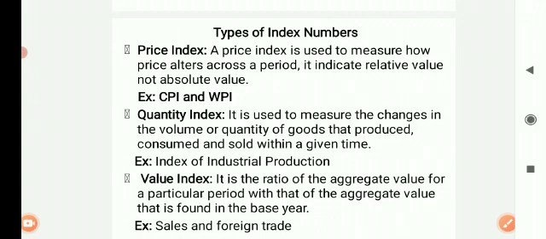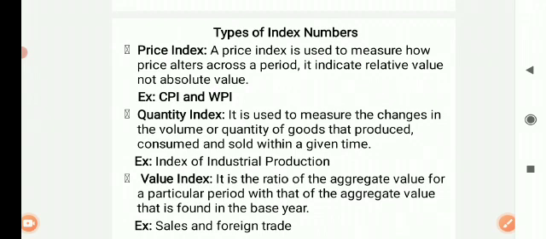Okay, example, consumer price index and wholesale price index. What was the consumer price index earlier and what is the consumer price index at present? There are n number of price indices: consumer price index, wholesale price index, retail price index, like that. So we are able to understand the current year price based on the base year price index. Hope you understood.